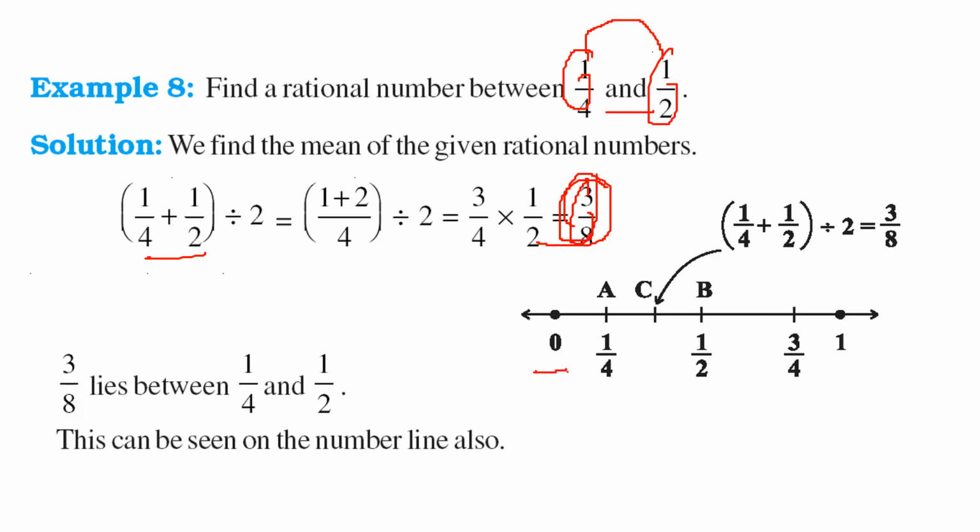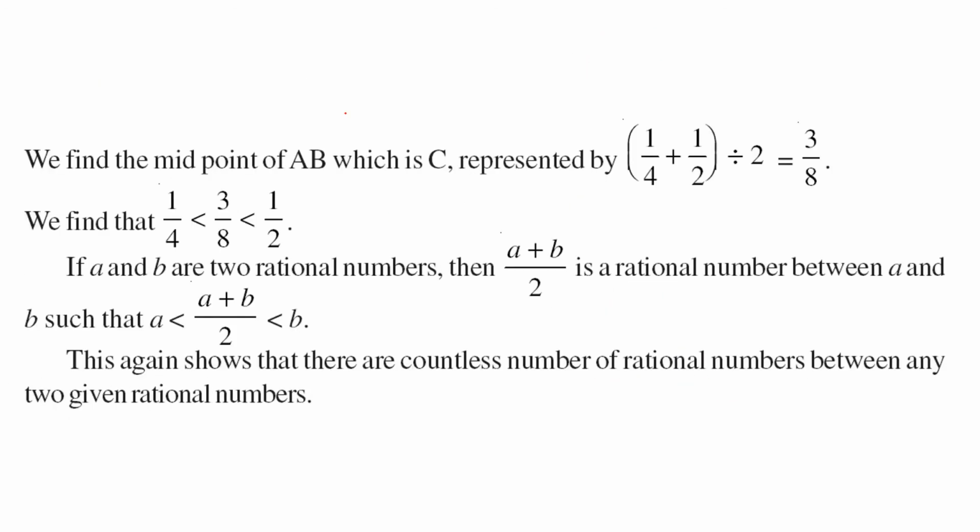See, this is 0. This is, say, 1 by 4. This is 1 by 2. So when you add these two and divide by 2, it comes here. When we add these two and divide by 2, it comes here. When we add these two and divide by 2, or take the mean, this comes here. So the midpoint, which is actually in between, this 3 by 8 is going to lie between 1 by 2 and 1 by 4. Actually, this is the mean. So a plus b by 2 will always be between a and b.